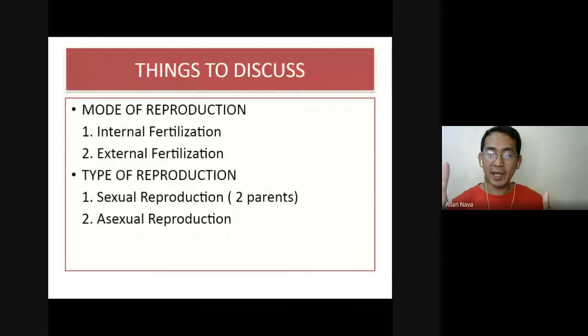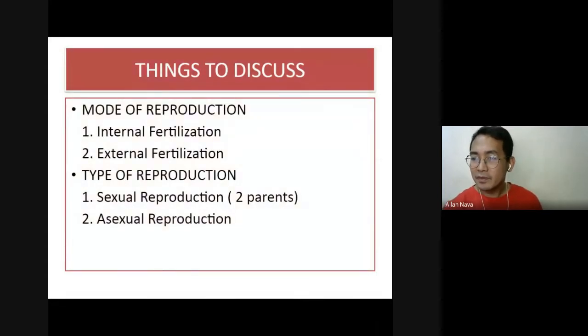So that is two kinds of, or two modes. First is internal, and the second is external. For cats and dogs, do you think it is external or internal? For cats and dogs. Yes, Carl?